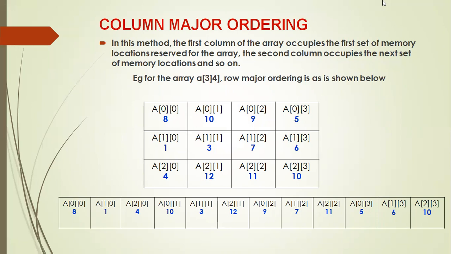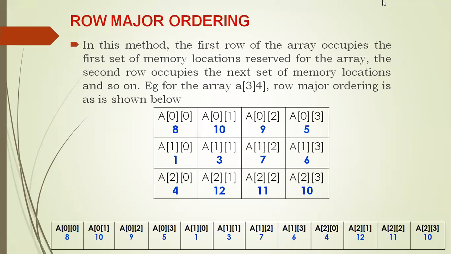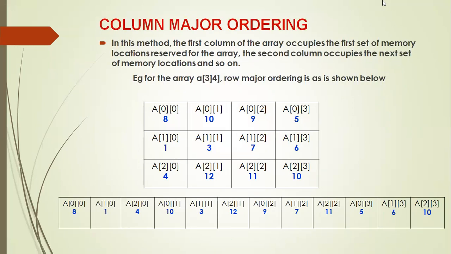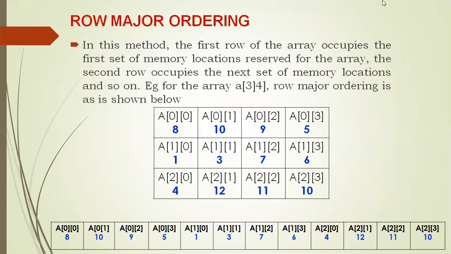So altogether, as in the previous example, the number of locations will be 12 only. Here also the number of locations will be 12 only. The difference between row major ordering and column major ordering is this: in row major ordering, the elements of the first row occupy the first set of locations. In column major ordering, the elements of the first column occupy the first set of locations. Elements of the second column occupy the next set of locations, and so on. In row major ordering, one row is taken and kept in the 1D array, the second row is taken next, then the third row is taken and represented in the next set of locations. So in row major ordering, elements are stored row by row. In column major ordering, they are stored column by column.